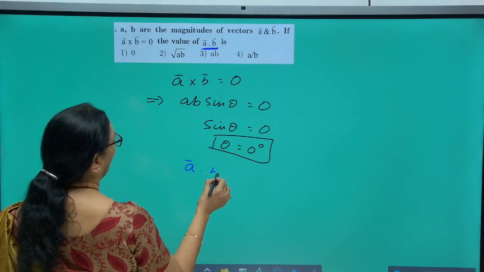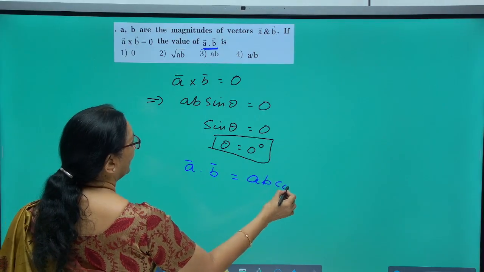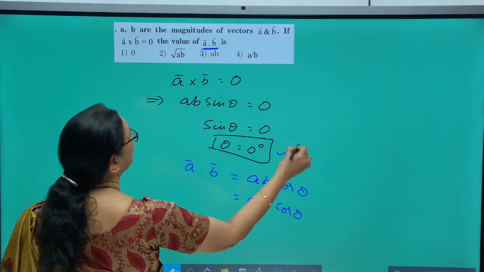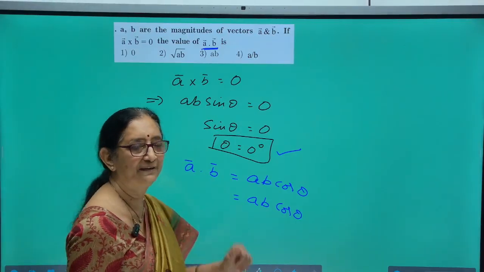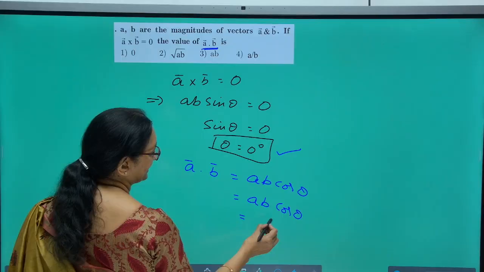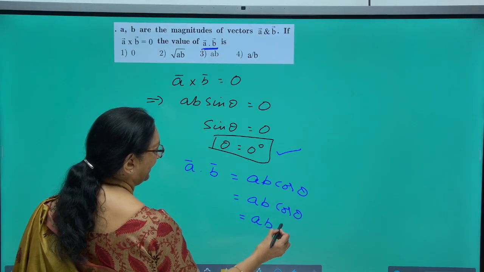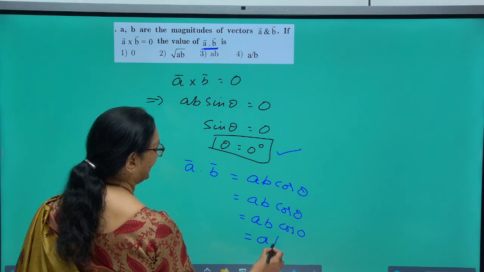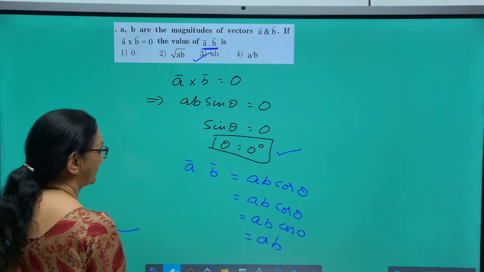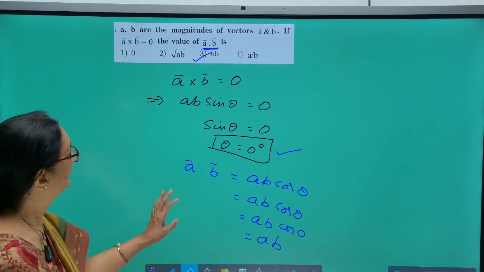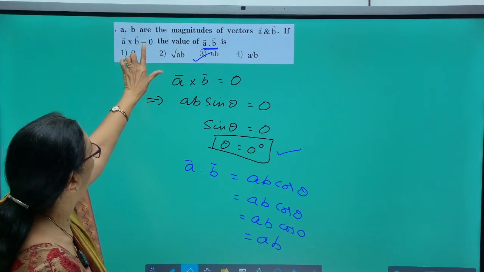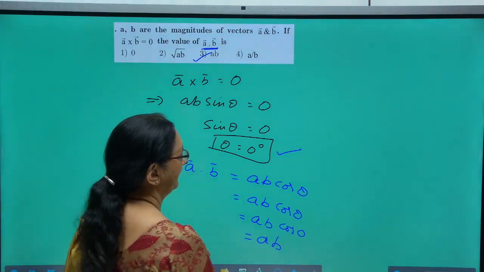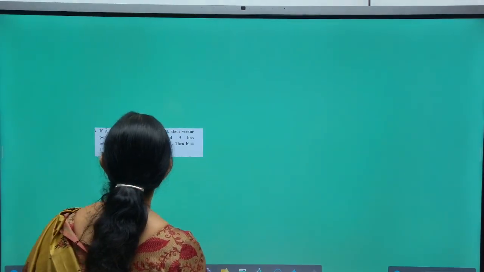So, we know A bar dot B bar is AB cos theta. So, AB cos 0, because from the first statement we could find out the angle between the vectors as 0. So, this is AB cos 0. What is cos 0? 1. So, this is just equal to AB. That is the correct option for that problem. Okay? So, if cross product is 0, angle between them is 0, then the dot product will be maximum. That is AB. Now, let us go to the next problem.